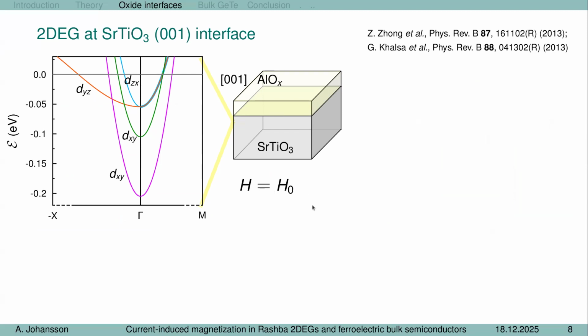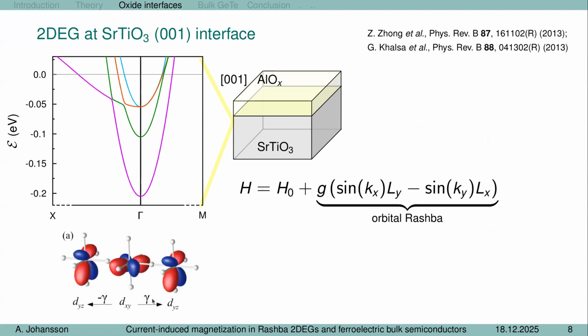However, as I said, inversion symmetry is broken. And if we now look at the orbitals, the broken inversion symmetry allows us to consider some hopping terms in the Hamiltonian, which are usually forbidden by inversion symmetry. But since inversion symmetry is broken here, these terms are allowed. If you have a look at these terms, then you can write them this way. So you have a term sin kx times Ly minus sin ky times Lx. L is the orbital angular momentum operator.